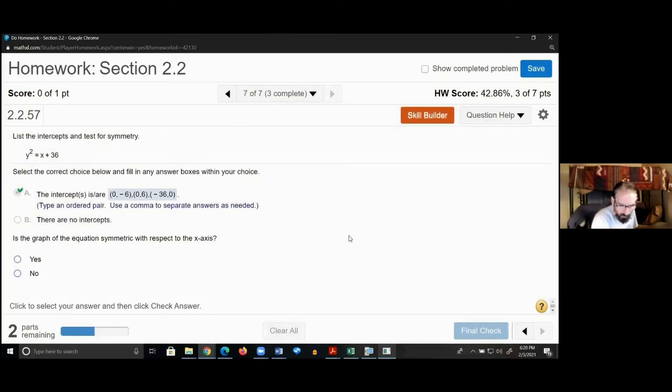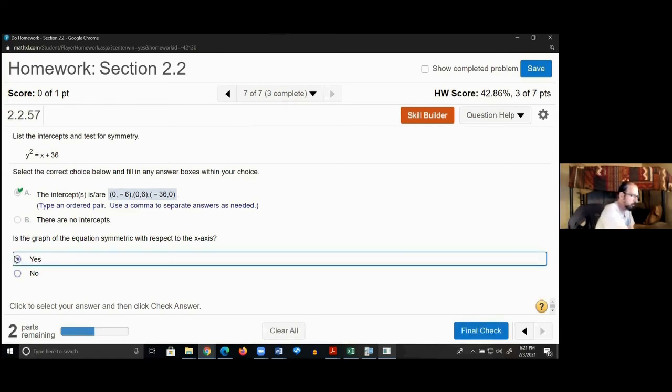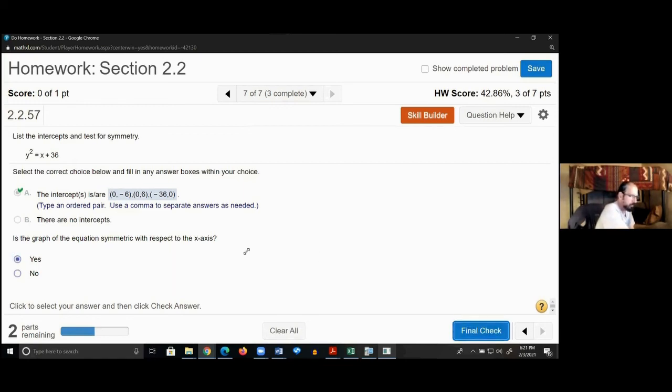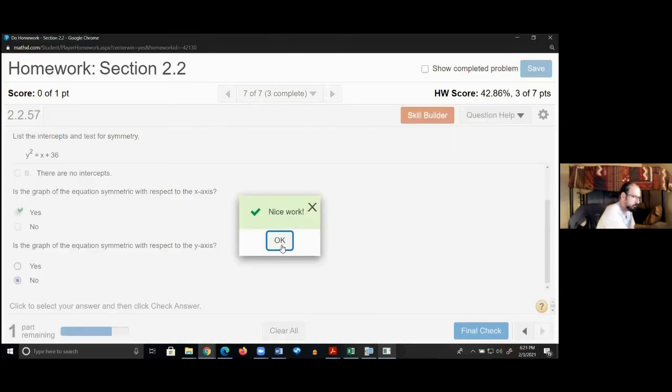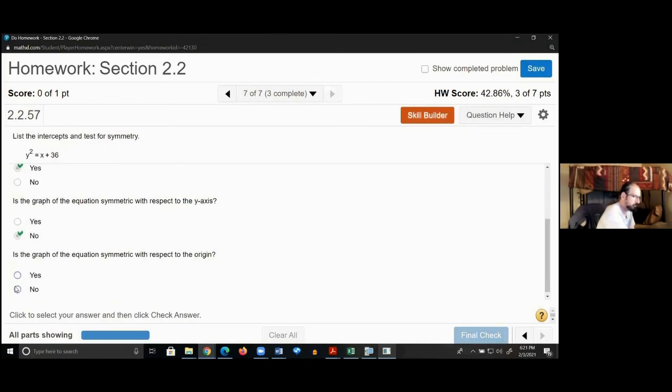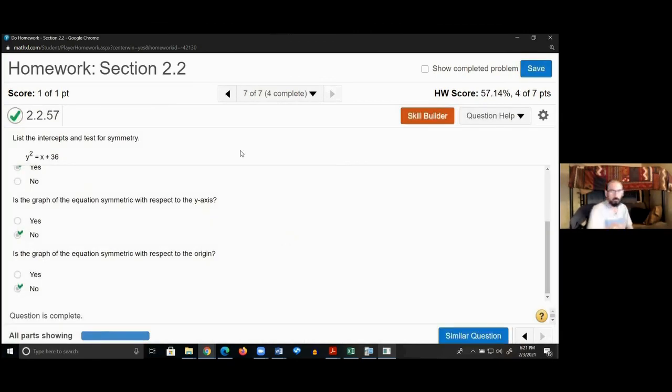And then we're asked, is there x-axis symmetry? That is what we found by changing only the sign of y. The other two types, we will be answering no. And every time, my lab agreed.